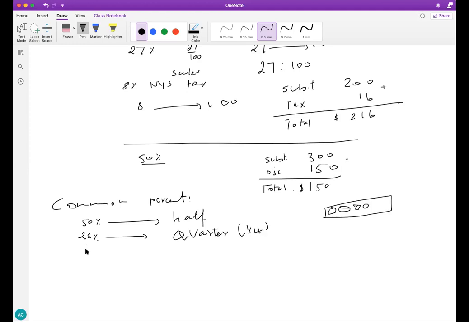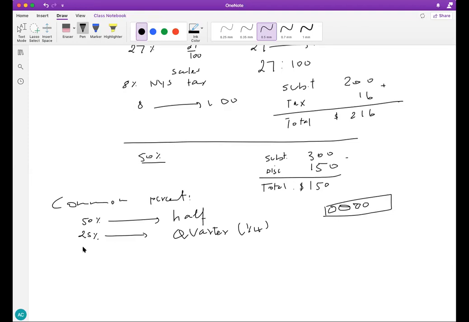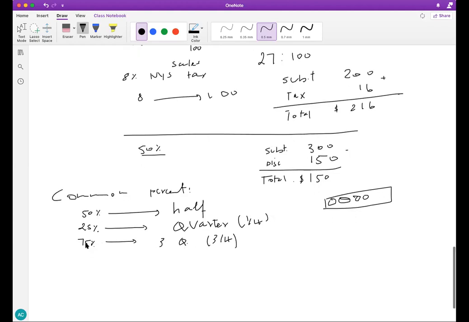Any other common percents? 80%. 80%, okay, that's good. Something close to 80%, which is a commonly used percent as well. A little less than 80%. 75. How many quarters is that? 3. This is 75%. 1, 2, 3, 75% is 3 quarters, or 3 out of 4. 3 out of a whole, which is 4. We have half, 3 quarters.